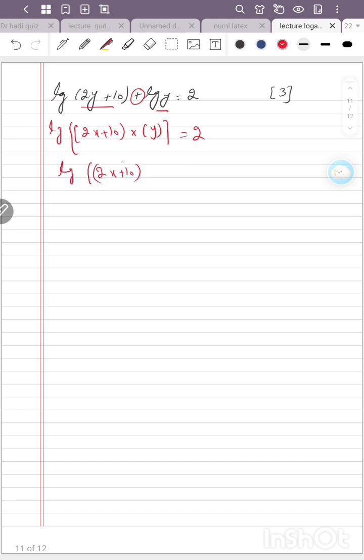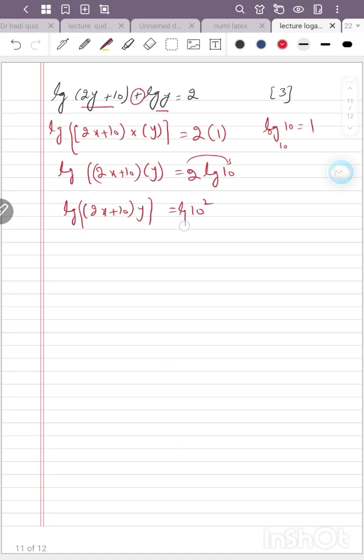Now log (2x + 10) y equals 2. This is 1. If there is no number, it is 1 multiplied by 1, so the answer will be 2. We have to write 1 as log of 10, because we know that log 10 base 10 is 1. So we can write it in this form. Now using the next logarithmic property, this power will be at the start, and here log and log cancel with each other, so (2x + 10) times y equals 100.